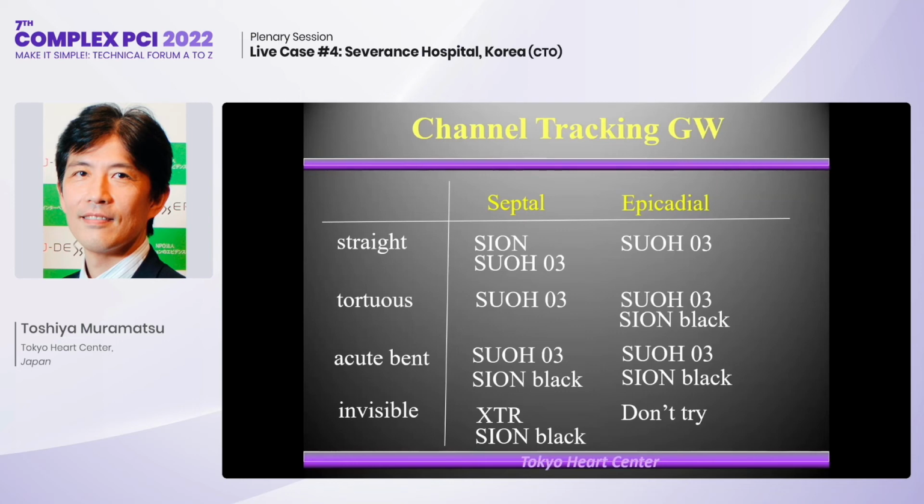And if the channel has an acute bend, the first choice is also the SUOH 03 wire, in septal and epicardial channels. The second choice is the SION black wire. And for an invisible collateral channel, even in the septal channel, we try to use the XTR wire. And for the epicardial channel, we don't try the invisible epicardial channel.